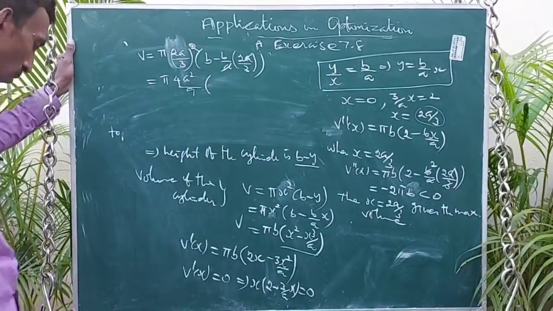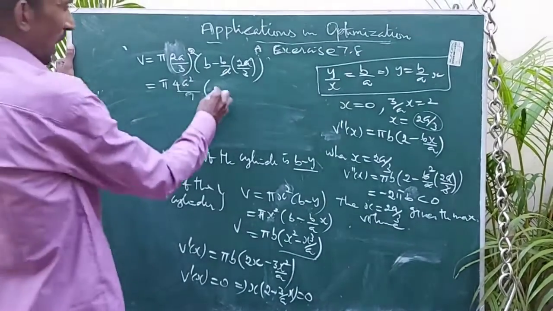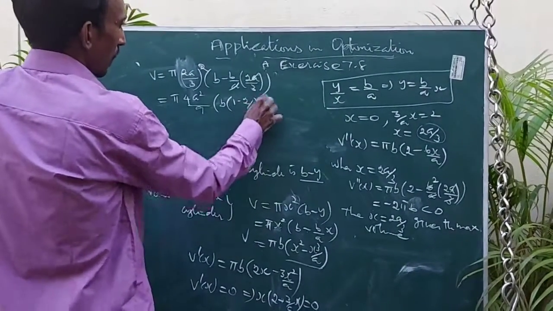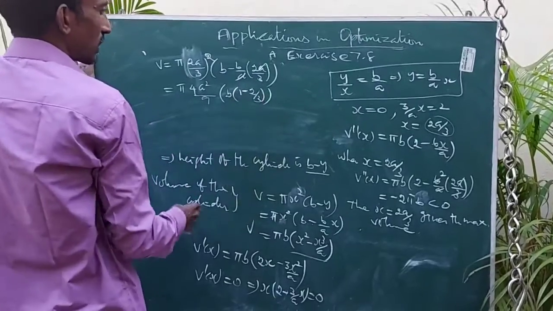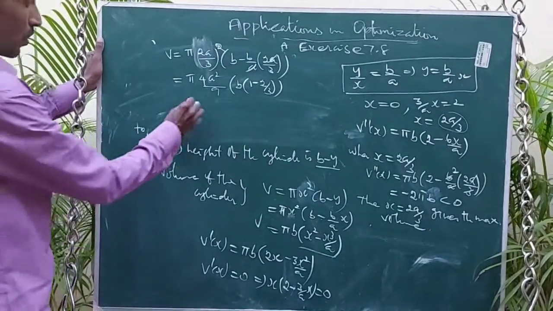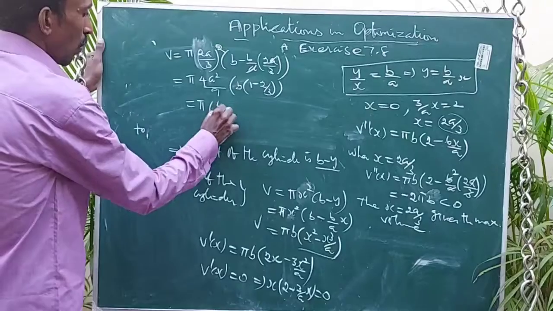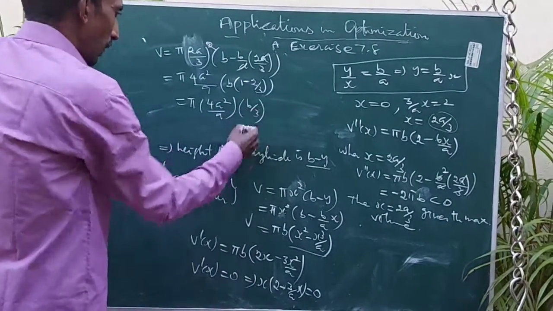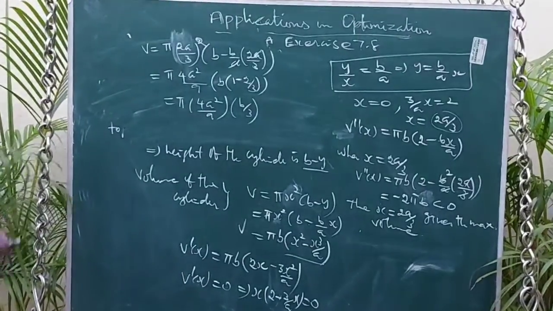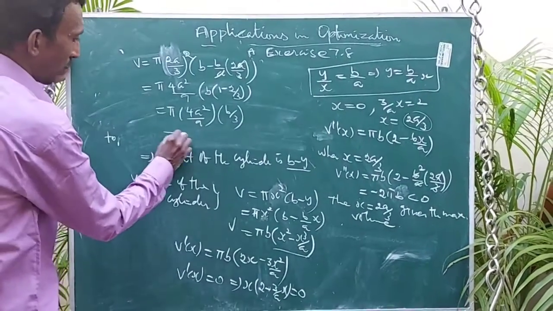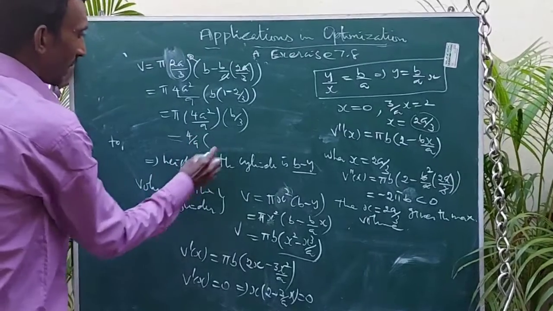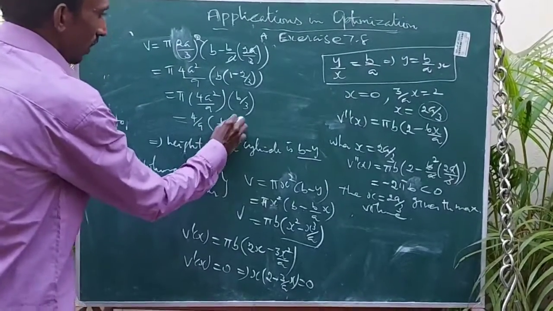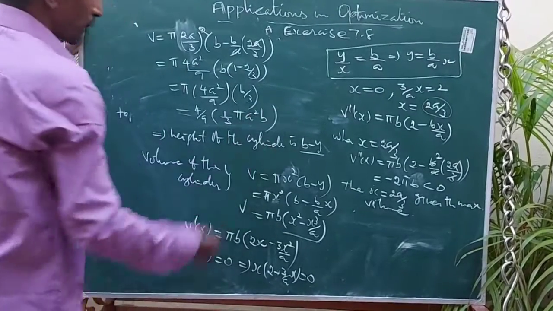Okay, into what is present inside? If we take p outside, what we are getting? 1 minus 2 by 3. So 1 minus 2 by 3 is, I think, 1 by 3. So we are getting pi into 4a square by 9 into p by 3. Okay. So here take 4 by 9 outside. So 4 by 9 into 1 by 3 pi a square b.